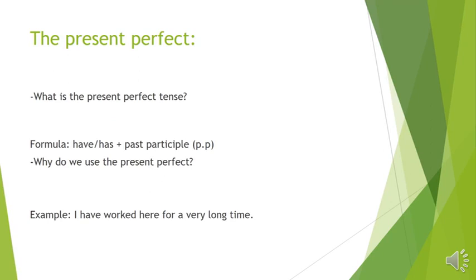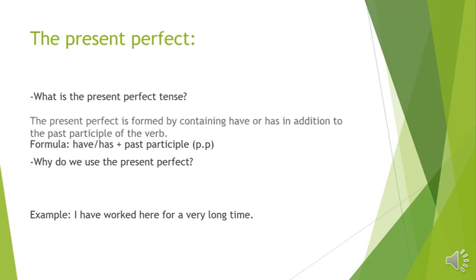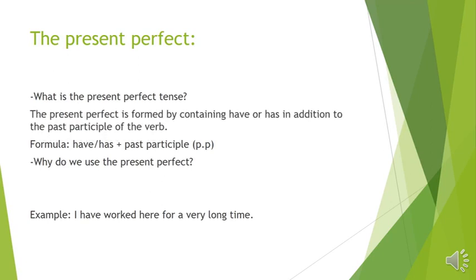So, the first thing that we're going to start with is the present perfect tense. What's the present perfect tense and why do we use it in the first place? That would be a logical question to think about. So, the present perfect tense is formed by containing have or has in addition to the past participle of the verb. And the formula would be have or has plus past participle.